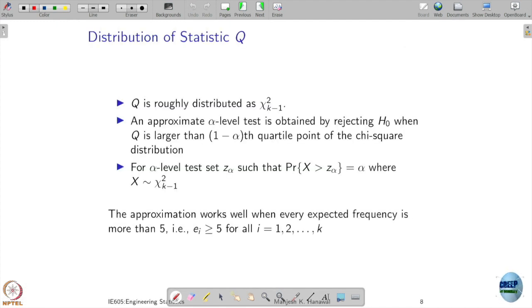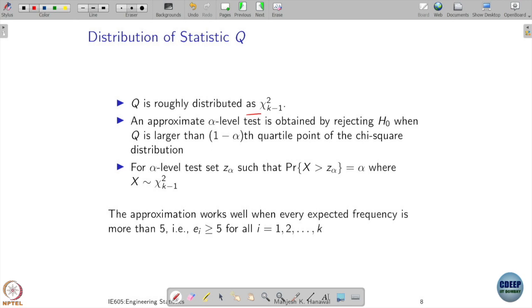It so happens that in this case we don't need to know the distribution of the underlying samples, and in fact one can argue that this Q is roughly distributed as chi squared. This Q has a chi squared distribution with k minus 1 degrees of freedom. We will discuss more about why this is the case, but notice that without requiring the underlying distribution of my samples, I can argue that Q satisfies a chi squared distribution with k minus 1 degrees of freedom.